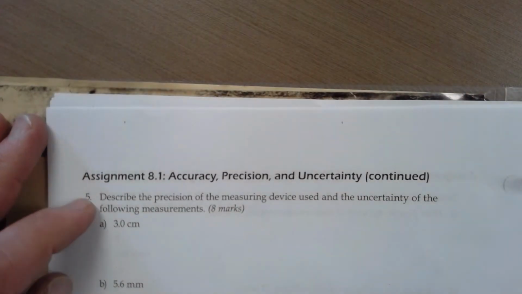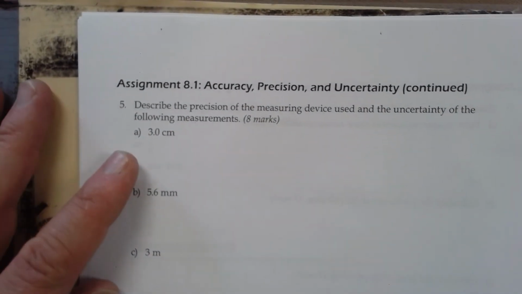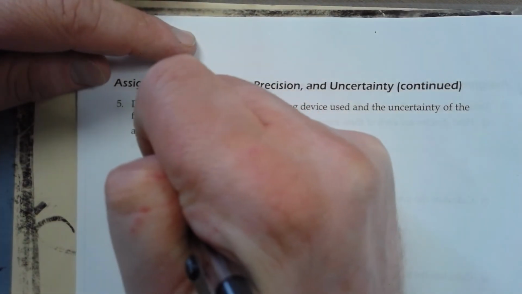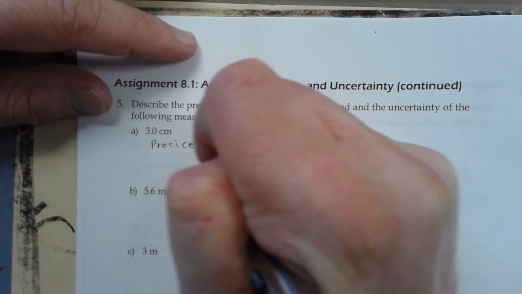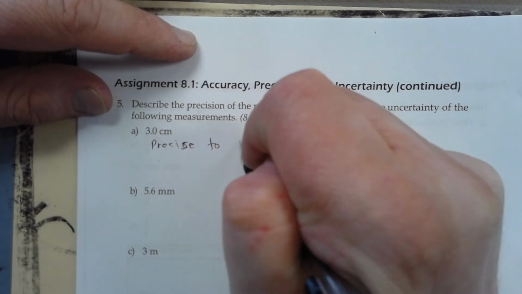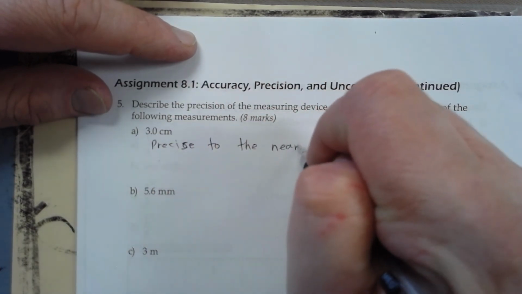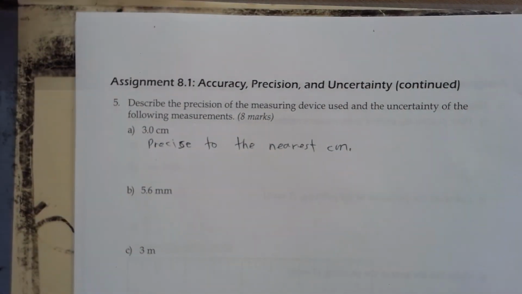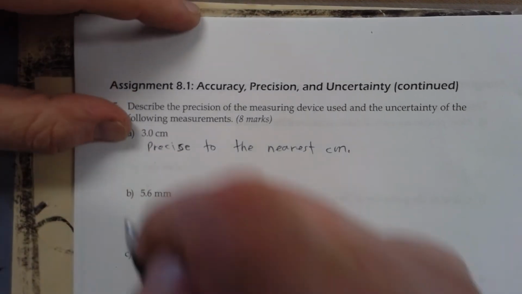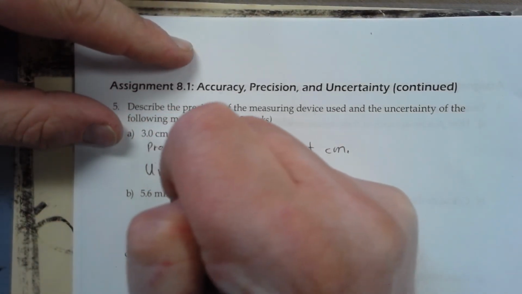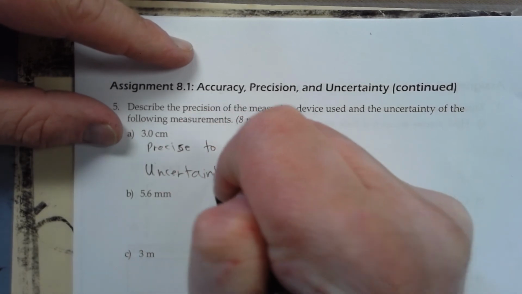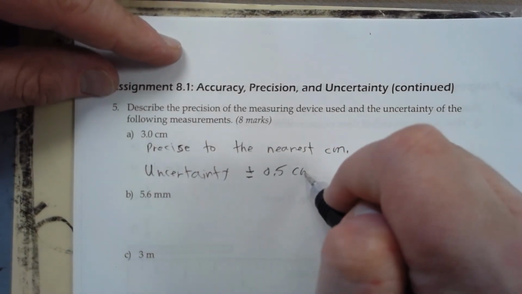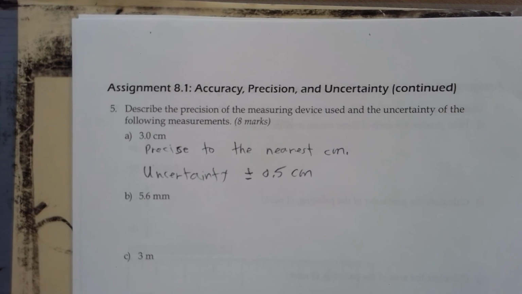Describe the precision of the measuring device and the uncertainty of the following measurements. Let's do the first one. So this is precise to the nearest centimeter. So we're talking about a whole centimeter in this case. There are no decimals. So uncertainty is plus or minus 0.5. If you're talking about a whole number, you take the whole number, divide it, you get 0.5.